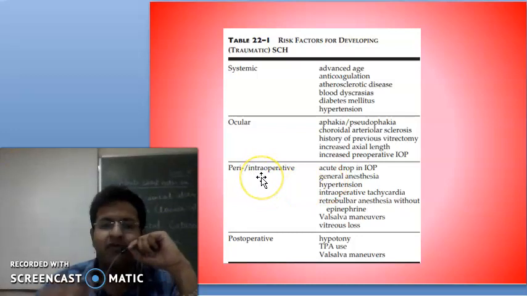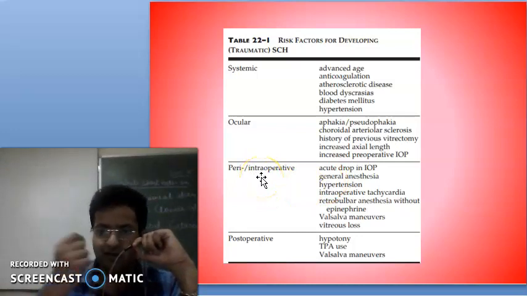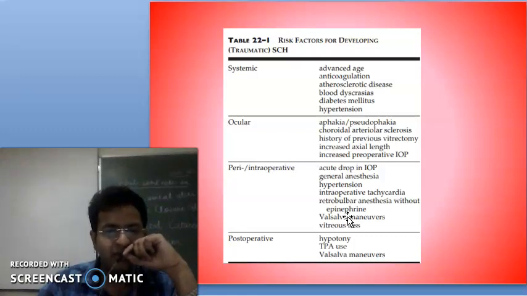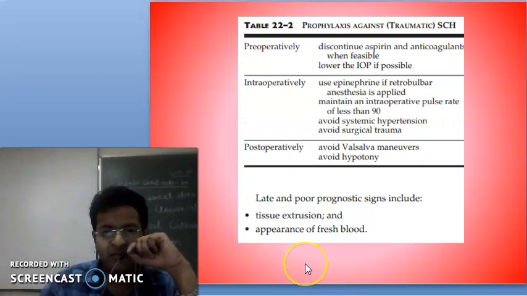What are the perioperative or intraoperative risk factors? There is an acute drop in IOP, general anesthesia, hypertension, intraoperative tachycardia. Retrobulbar anesthesia without epinephrine can also be a risk factor for traumatic suprachoroidal hemorrhage, Valsalva maneuvers, any vitreous loss. What are the postoperative risk factors for traumatic suprachoroidal hemorrhage? It can be hypotony, tissue plasminogen activator use, or any Valsalva maneuvers post-op.